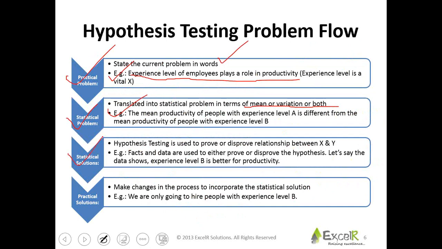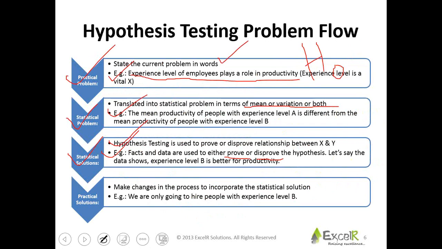Now you have to come up with a statistical solution also. And in order to arrive at this, we do hypothesis testing, which is used to either accept or reject your null hypothesis. If you remember from Greenbelt, we have null hypothesis. There is an example given here also. Facts and data are used to either accept or reject. Prove, disprove, accept, reject all mean the same. To either prove or disprove the hypothesis.